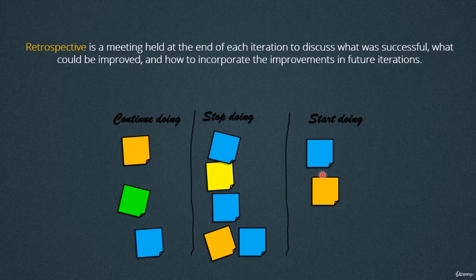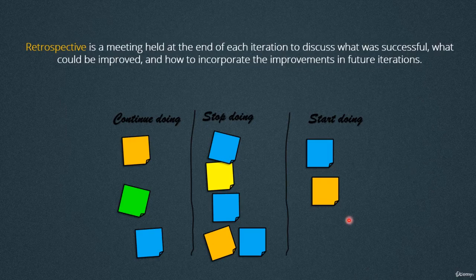It is very important to work step by step. So if you have, for example, 3 things like this in continue doing column, 5 things like this in stop doing column, and 2 things like this in start doing column, don't try to implement all those improvements in the next iteration. It is not a good way of improvement.